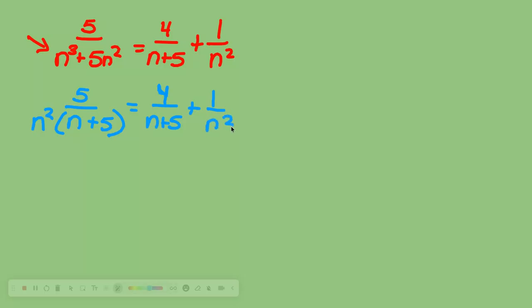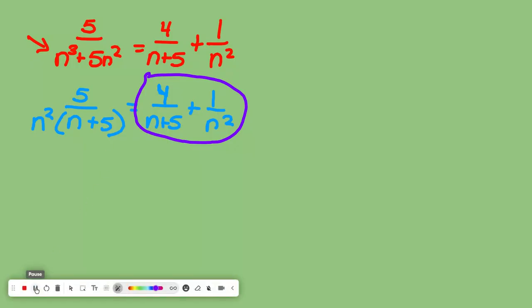Now, you need a common denominator. Let's concentrate on the right side. Concentrate just this one first. What do you think the common denominator is? Now this can get messy, right? But the common denominator is both of them. N plus 5 and n squared is a common denominator.